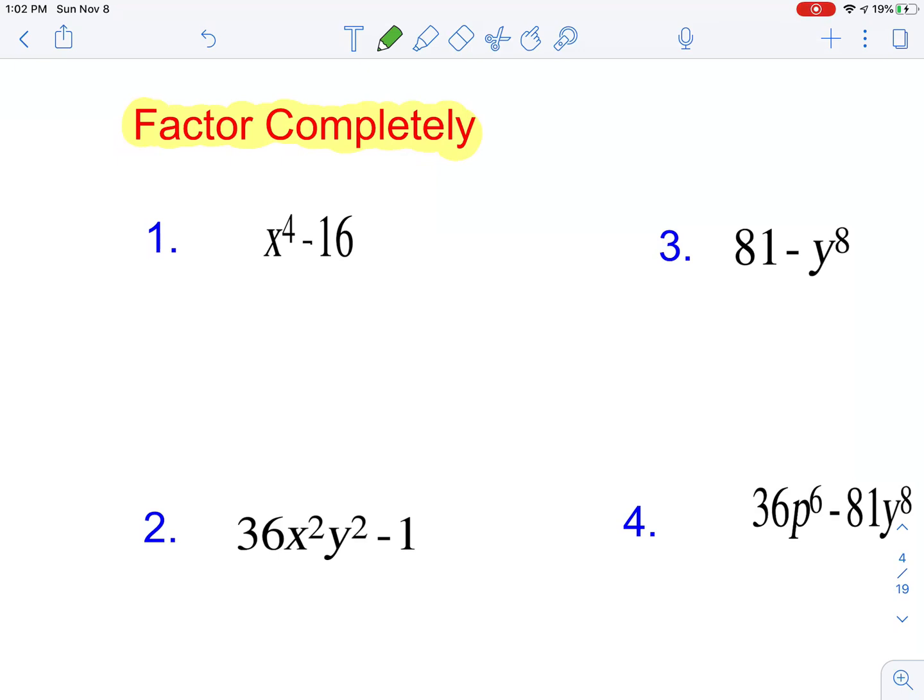So for example, x to the fourth minus 16. Hopefully you recognize x to the fourth is a perfect square and 16 is a perfect square. So the first step in factoring this would be x squared plus 4.